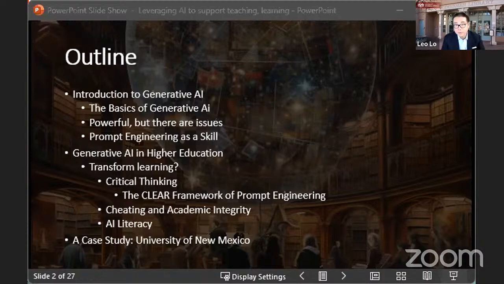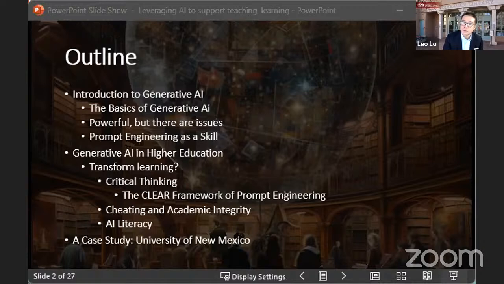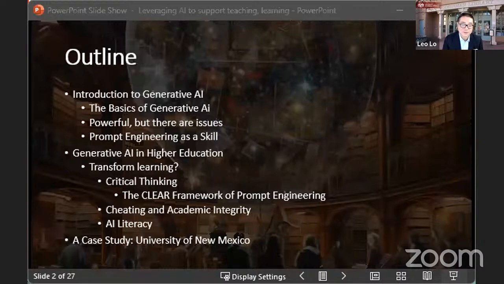And we'll circle back to prompt engineering. There's a framework for it that I developed. I'd like to share it with you and then you can tell me what you think. And in AI in higher ed, in education in general, there's a lot of talk and a lot of issues with cheating and academic integrity and academic honesty. So that's something we'll spend a little bit of time on. And also AI literacy. What is that? Why do we need to think about that? And then finally, I'll finish with a case study, a project that we have done at University of New Mexico, and then you can help see whether you may want to try something like that at your university as well.